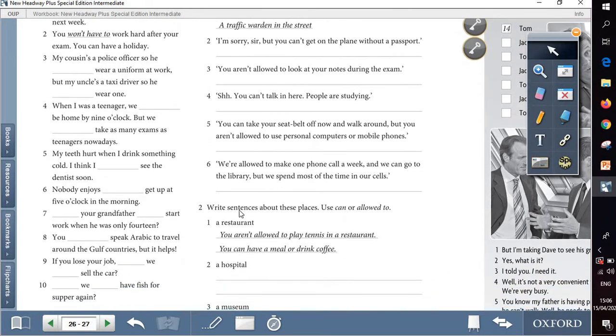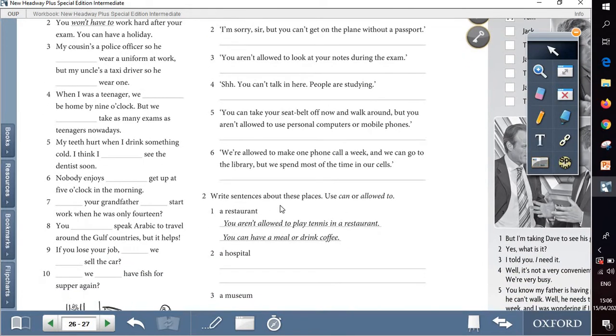Part 2 of question 3 is about writing sentences about these places. Use can or allowed to. We are going to build 2 sentences. The first one with be allowed to and the second one with can, of course, related to the places given here.